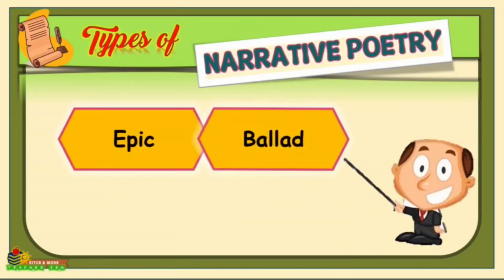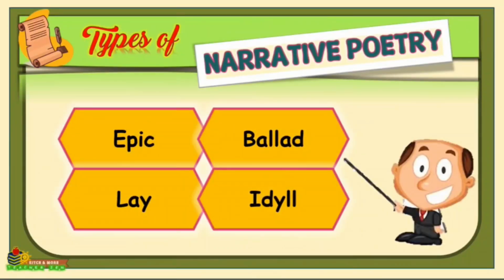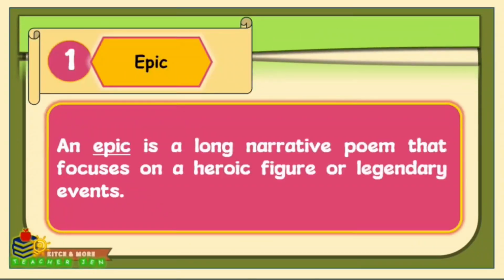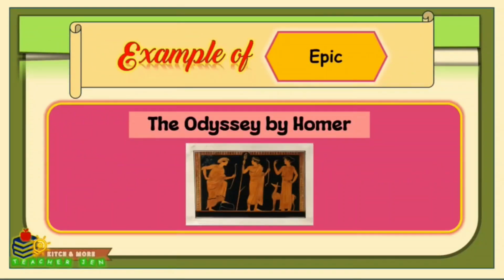Now let's talk about the types of narrative poetry: the epic, ballad, lay, and idyll. Let's start with epic. An epic is a long narrative poem that focuses on a heroic figure or legendary events. It often deals with heroic deeds, battles, and the struggle between good and evil. Epics are usually grand in scale, and the hero often goes on a journey or faces great challenges. For example, the Odyssey by Homer follows Odysseus' long journey home after the Trojan War, encountering numerous challenges from gods, monsters, and other dangers.